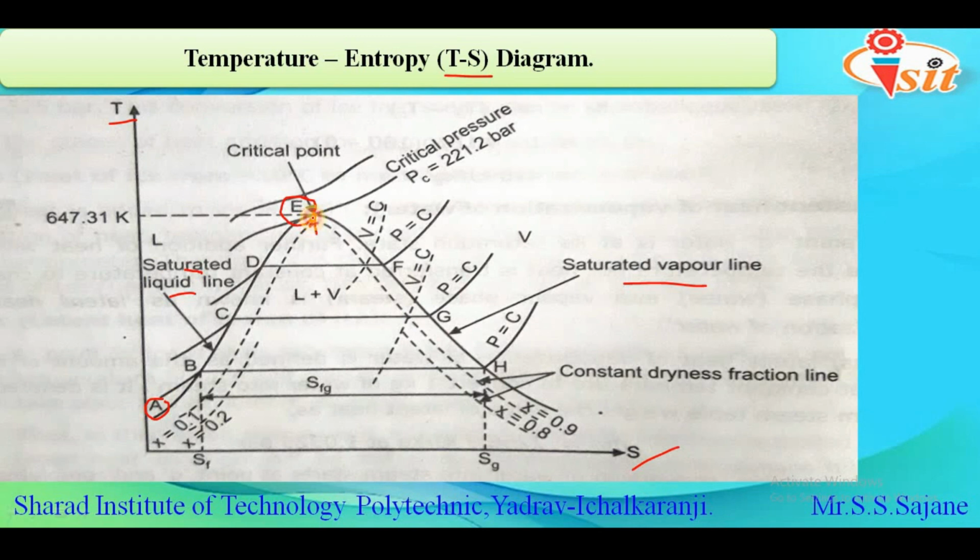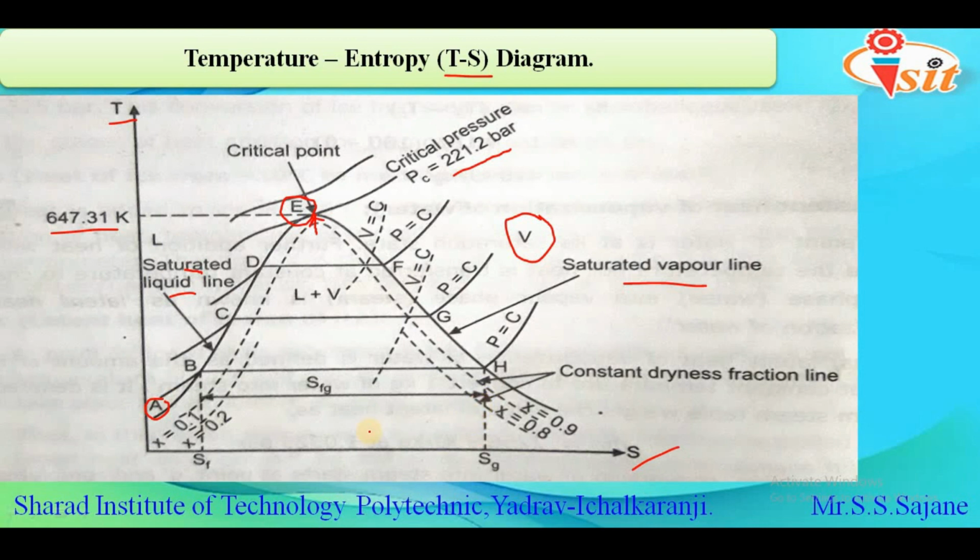At the critical point, the pressure is about 221.2 bar, and temperature is about 647.31 Kelvin. Now, on the left hand side of this saturated liquid line, there is a liquid region which is shown as capital L in this diagram, whereas on the right hand side of the saturated vapor line, that region we call the vapor region, which is indicated by a capital V in the diagram. The horizontal lines which we can see in this diagram are nothing but the isothermal process or constant temperature lines, whereas the vertical lines are the constant entropy lines, or isentropic process.